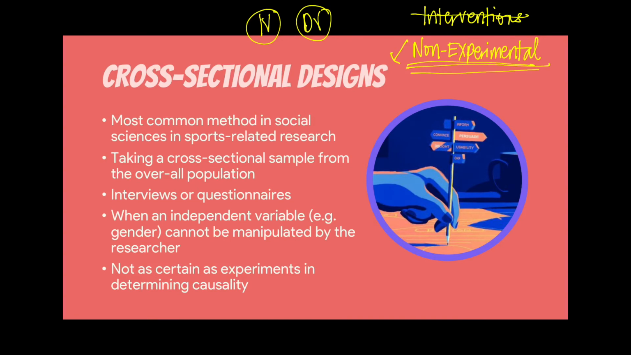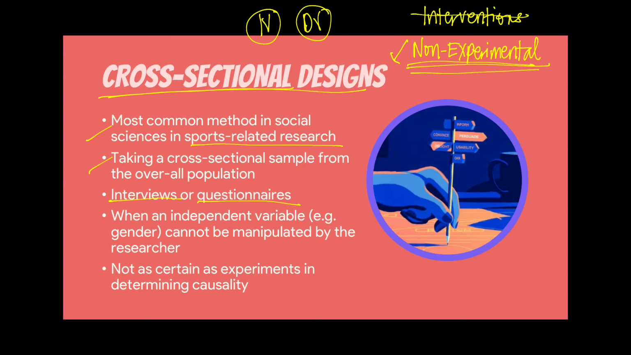The first type of non-experimental study is cross-sectional design. So this is the most common method in social science in general. So in general, in social sciences and social research methods, this is the one that is mostly used because I would say this is the easiest to do in relation to non-experimental research. And this is also true in sports studies. And basically, you take it from the context clues. You take a cross-sectional sample from an overall population. So that's one of the criteria. And then we collect data through surveys, through questionnaires or interviews.